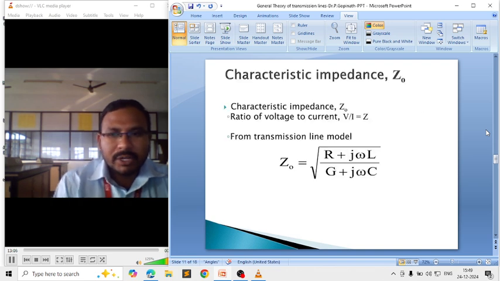Then the primary and secondary constants of transmission lines. The first one is the characteristic impedance Z0, the ratio of voltage to current, V divided by I equal to Z. From the transmission line model, Z0 equals the square root of (R plus j omega L) divided by (G plus j omega C).